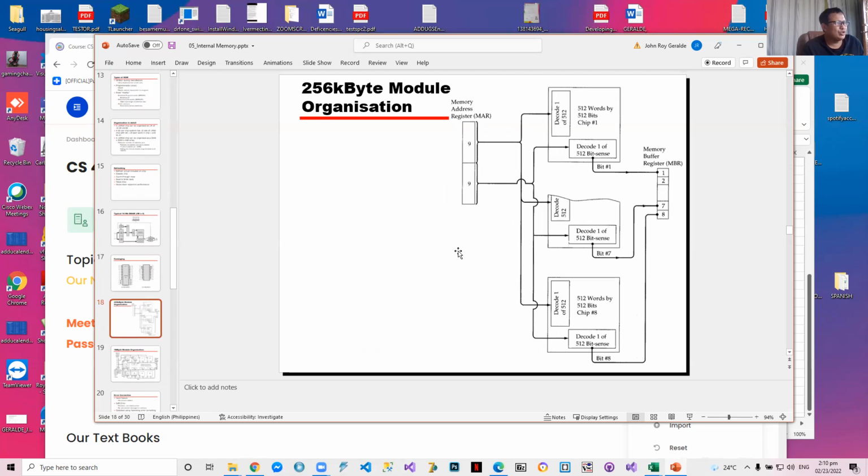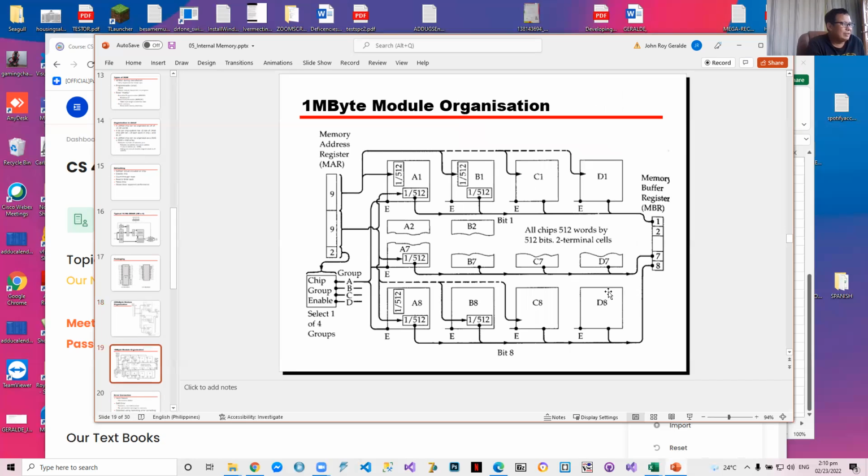A 256K module. So you have 5 of these. You have a memory address register which will go into the decoder, which will decode the address. Okay, and then it will give you the bits, the 8 bits per bank. So this is a 256K module, 256K bytes. Why 256? Because how many are there? 512? 5. Because 5 times 5 is 25. So 5 like this.